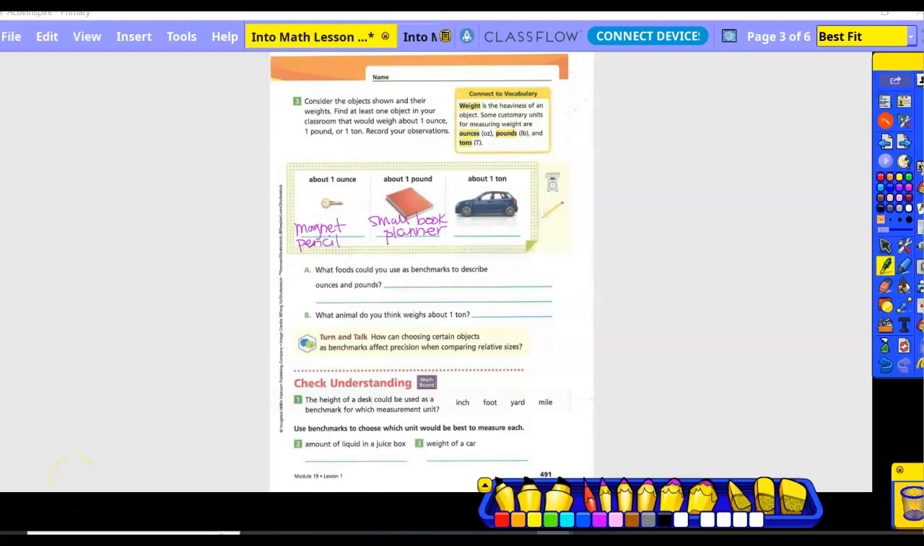Okay, so we talked about A and B, and then check your understanding. Number one, the height of a desk could be used as a benchmark. For which measurement unit would you use? So to get you there the quickest and figure it out, would you use inches, foot, yard, or a mile? A yard. So guys, look at these desks. If I would go and get something that was 1 mile long, would I be having to backtrack an awful lot? Yes. If I did 1 inch, would I have to sit there and just keep going and going and going? Yeah. If I did 1 foot, it would take me a few times, but if I used a yardstick, could I tell pretty quick? Yeah.